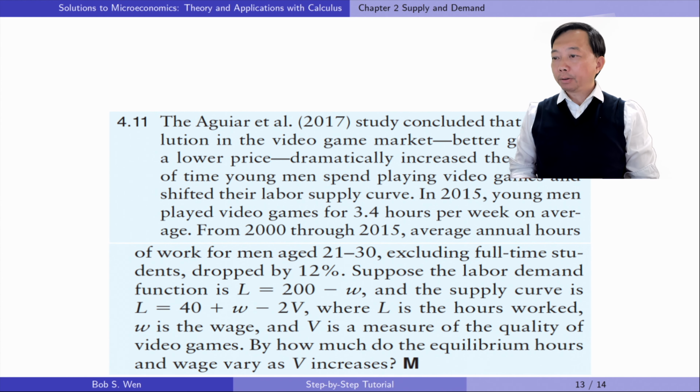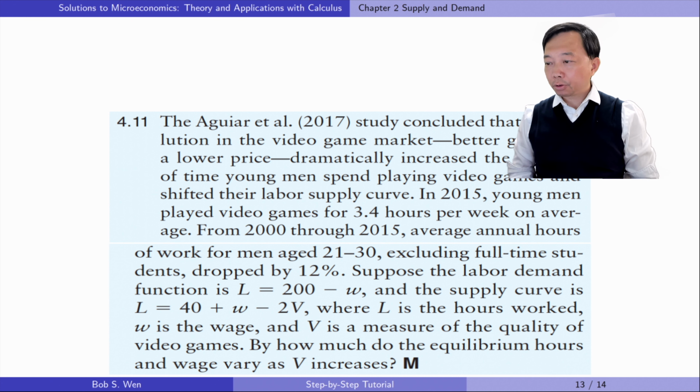Let's do exercise 4.11. The study concluded that a revolution in the video game market, better games with a lower price, dramatically increased the amount of time young men spend playing video games and shifted their labor supply curve. In 2015, young men played video games for 3.4 hours per week on average. From 2000 through 2015, average annual hours of work for men aged 21 to 30, excluding full-time students, dropped by 12%.